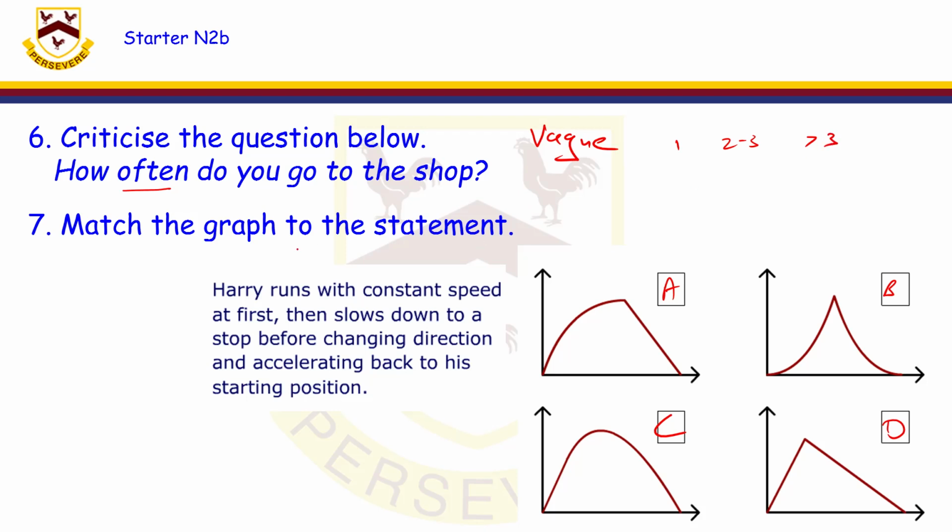Good. Match the graph to the statement. Harry runs with constant speed at first. He then slows down to a stop before changing direction and accelerating back to his original position. And our answer is C, because he's got constant speed initially, slows down, stops, and then he accelerates. So he doesn't just take off with a constant speed, he goes slow at first, and then he gets faster and faster as he goes back down.